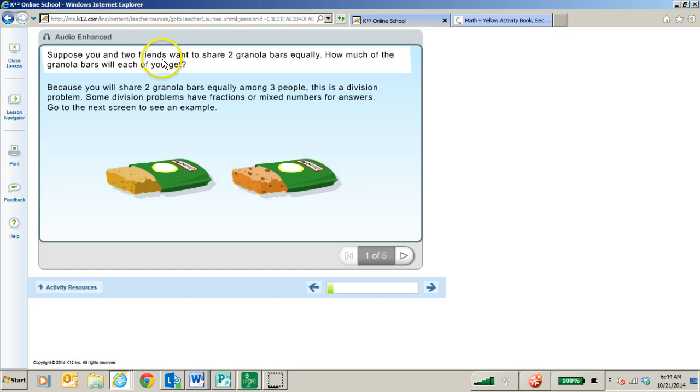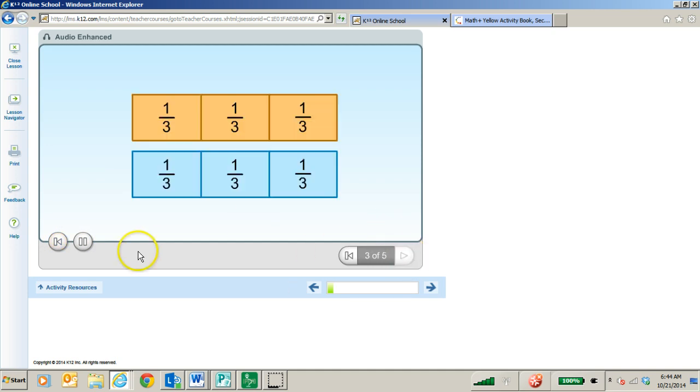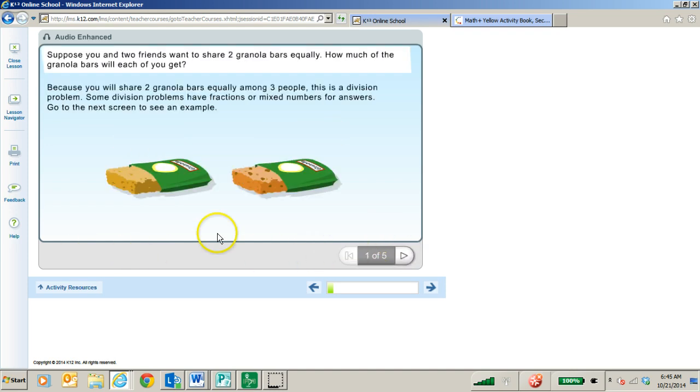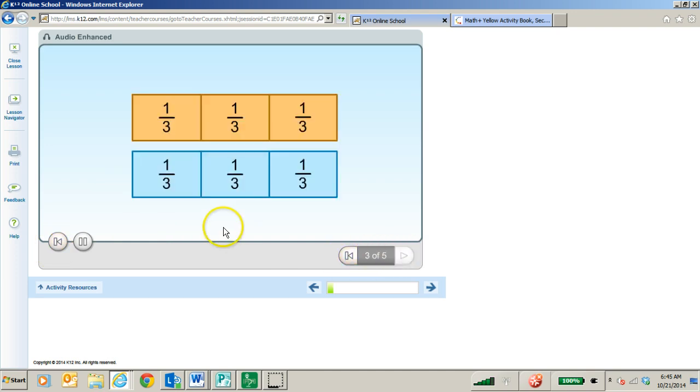Right here we have two friends. It says you and two friends, so that would be three people sharing two granola bars. How could you share these two among three people? As you go through the lesson, it will model that and break them into thirds. We still can't divide it by three people yet until we cut them apart. Sorry, I skipped that part. After you cut them apart, they will continue to divide into thirds, and then each person would get two of the thirds.